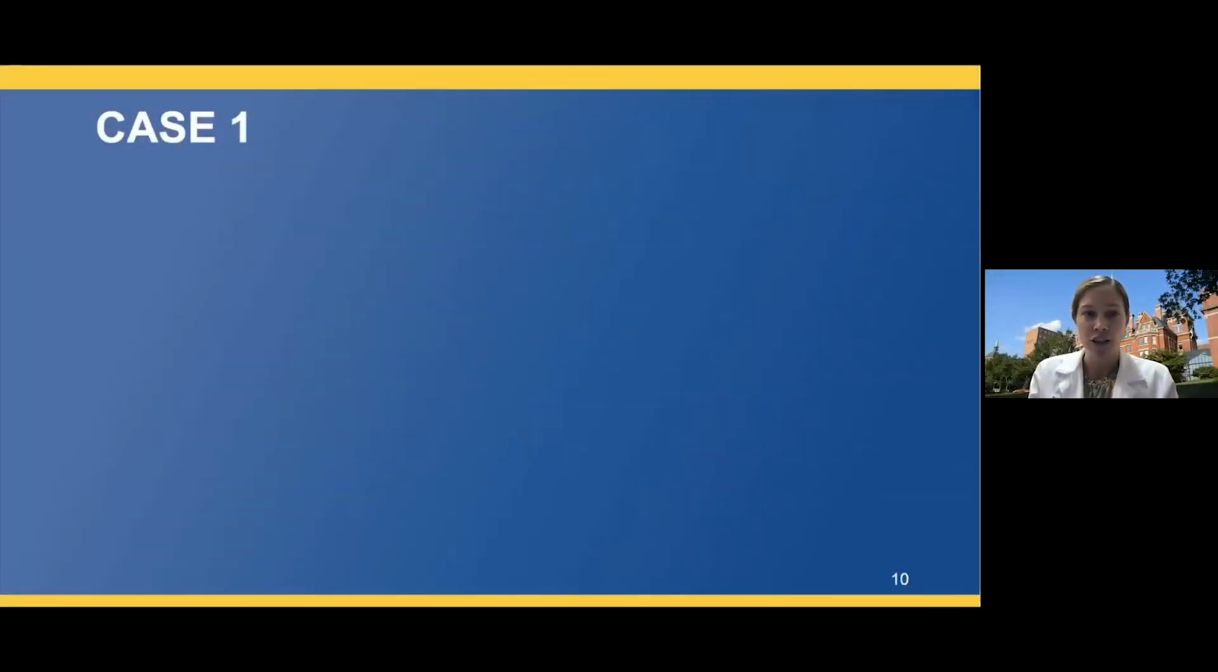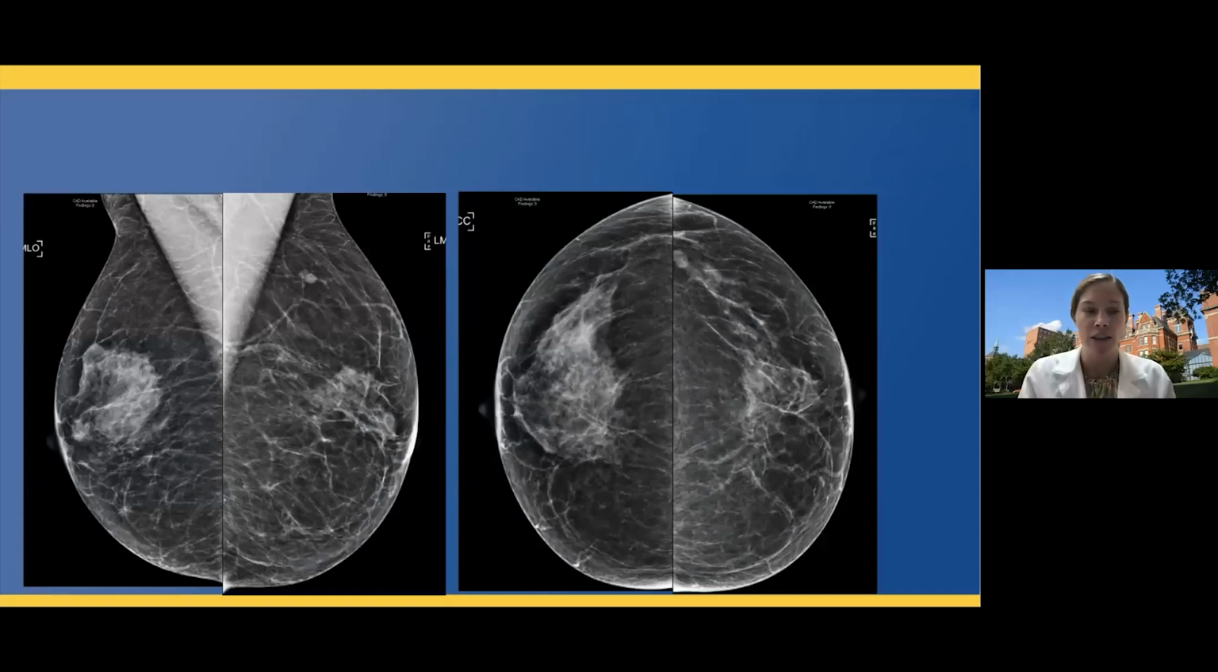So now let's start with some cases. Here's our first case. This is a patient who had her screening mammogram with just full field digital mammogram. So she did not have tomosynthesis. I'm going to just leave this for a second. I want you to take a look at it and see if you see any findings that might be worth recalling.